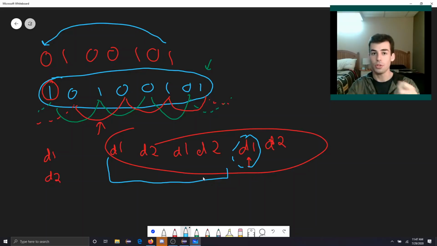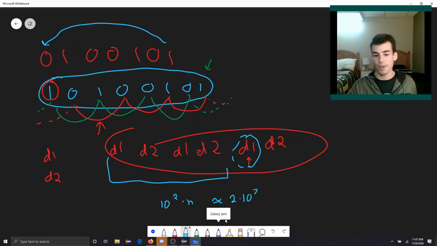Since we're brute forcing what D1 and D2 are, we can find the best answer by checking all possible pairs of D1 and D2. So our final runtime will be 10 squared times n, because there are 10 digits. And that is roughly, I think, 2 times 10 to the 7, 3 times 10 to the 7.